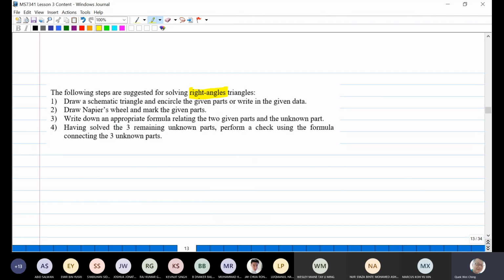So what you do is use the two given known parts, whose answers you know, to find the unknown part. Usually what we do is put the unknown part in the middle. You want to find the unknown part, so you try to put it in the middle.